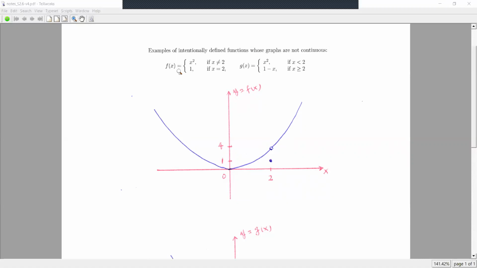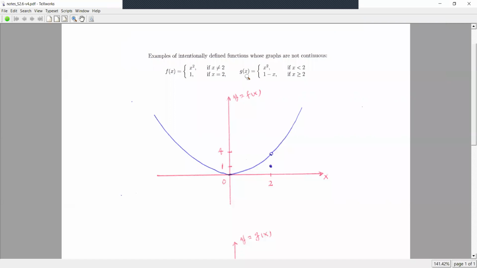But this function is not continuous everywhere on its domain. At x is 2, the function is not continuous. So this is one example of an intentionally defined function. Intentionally make the graph of the function not continuous.